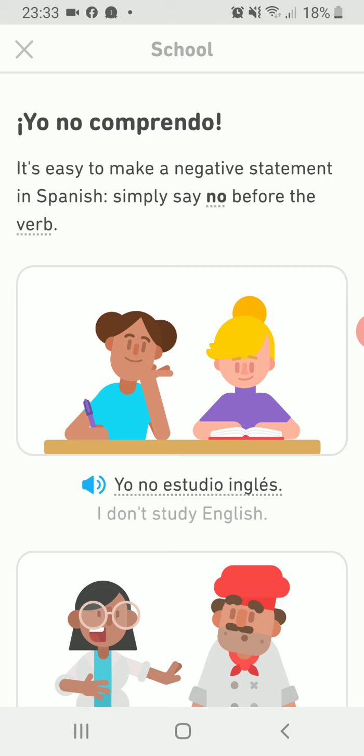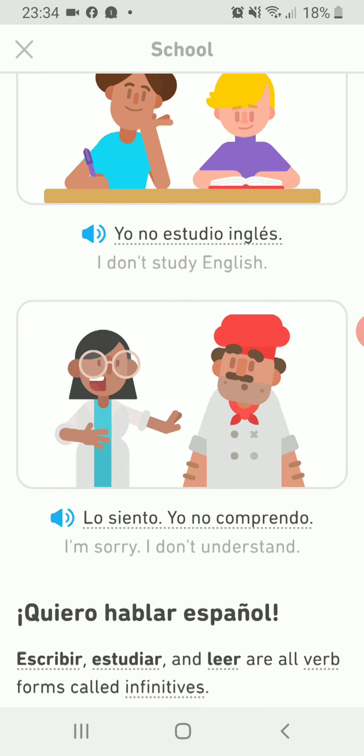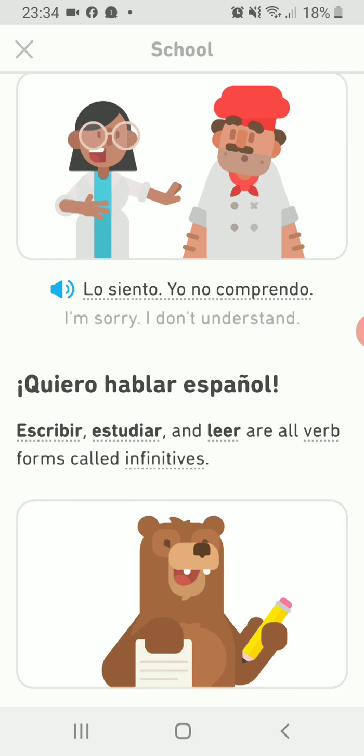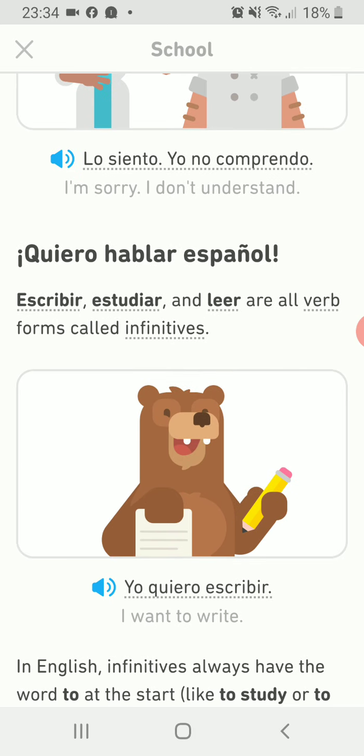So let's restore school, for example. Let's have a look at the tips. Yo no comprendo. It's easy to make a negative statement in Spanish. Simply say no before the verb. Yo no estudio inglés. I don't study English. Yo no estudio inglés. And lo siento, yo no comprendo. I'm sorry, I don't understand.